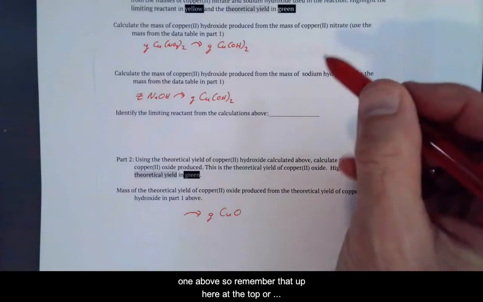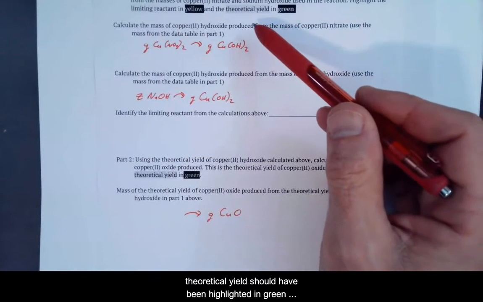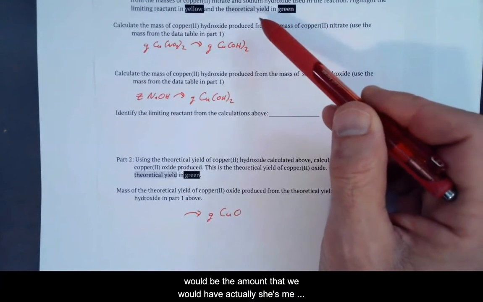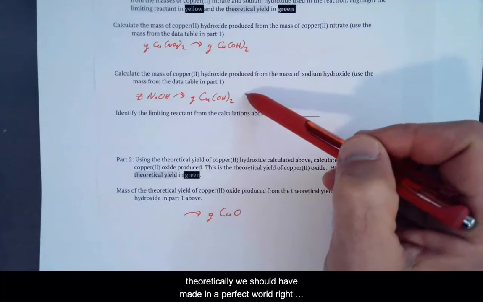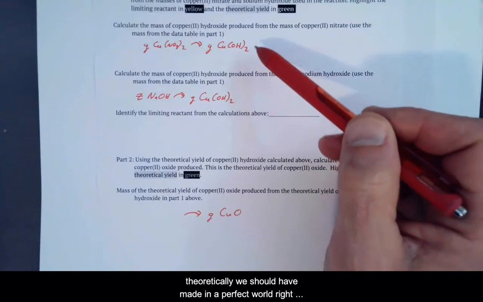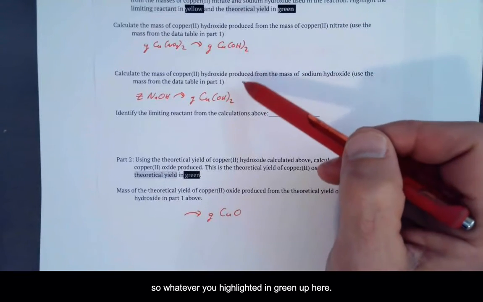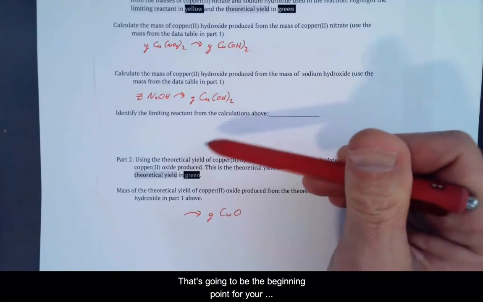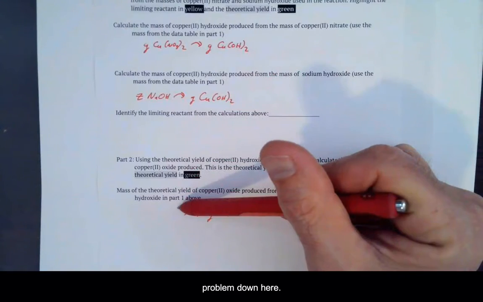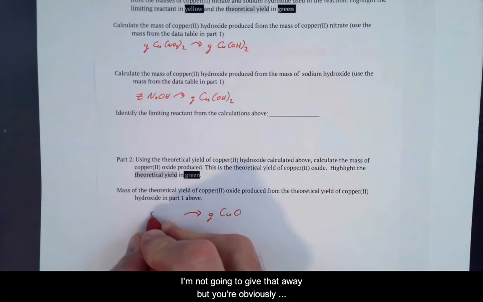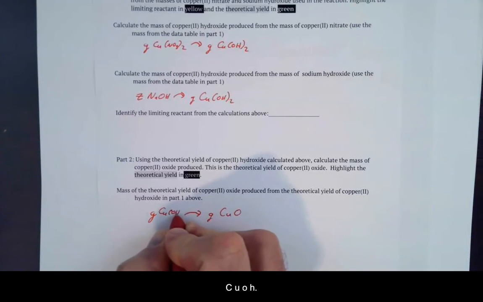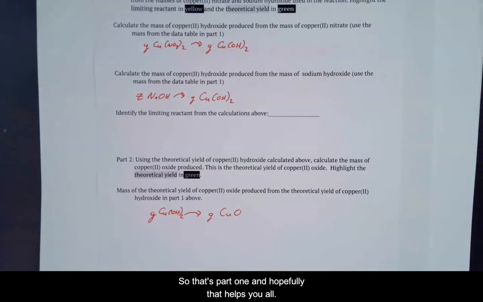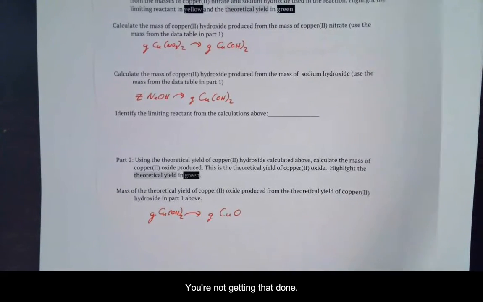So remember that up here at the top, our theoretical yield should have been highlighted in green. That would be the amount that we theoretically should have made in a perfect world. So whatever you highlighted in green up here, that's going to be the beginning point for your problem down here. I'm not going to give that away, but you're obviously going to be doing some number of grams of Cu(OH)2. Right, so that's part 1, and hopefully that helps you all in getting that done.